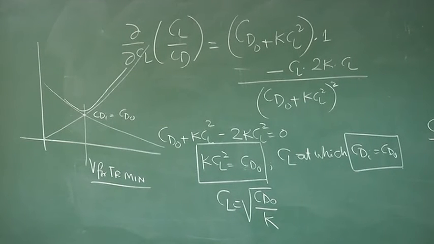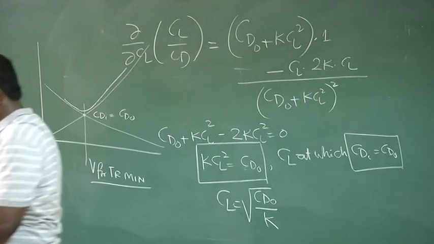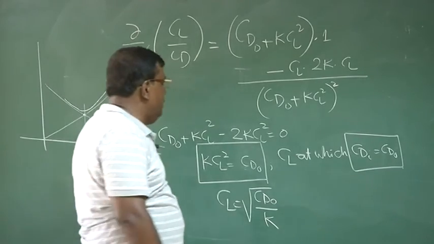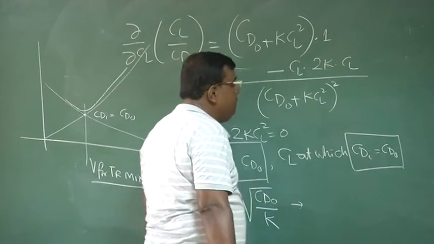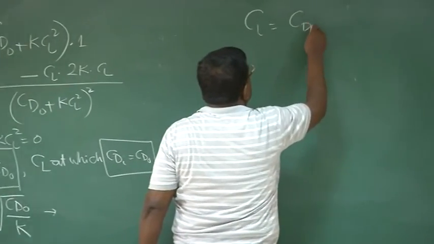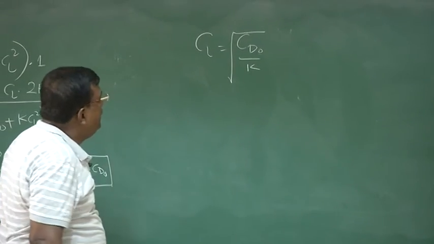However, for a pilot, if you tell, dear sir, please fly at CL equal to CD naught by K, he may not understand. He is not an aerodynamist. Right? So how do I communicate to the pilot? That is also an important question. Now let us see.